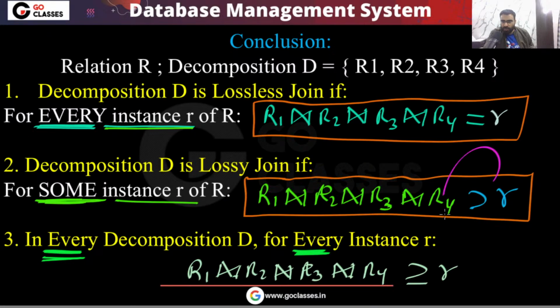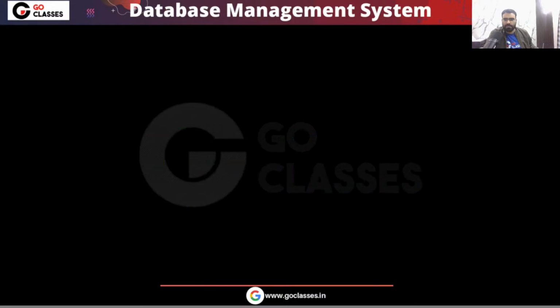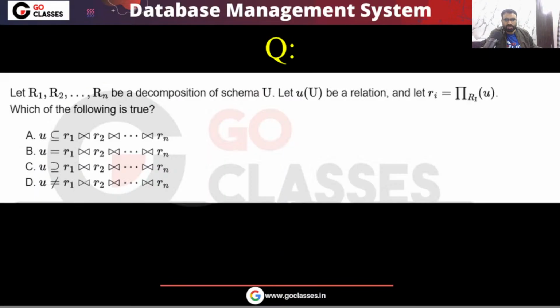If this is a proper superset of R, then we will call it lossy. If it is equal to R, then we will call it lossless. And one more thing, when you say that a decomposition is lossy, it simply means that for at least one instance, you should get this proper superset. Okay, let's solve this question.